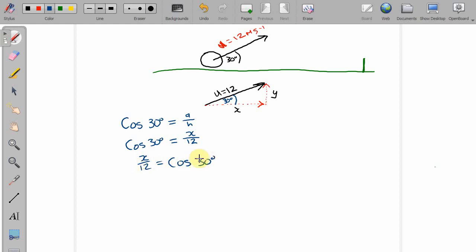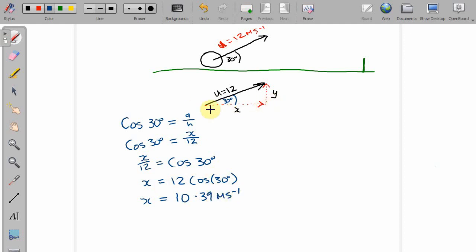And so if I multiply both sides by 12 now, I'll get x is equal to 12 times cos 30. Right. So what does that work out as? Well, cos 30 is 0.866 or something. So 12 times the cos of 30 degrees gives me 10.39, we'd say meters per second, because that was initially a speed.